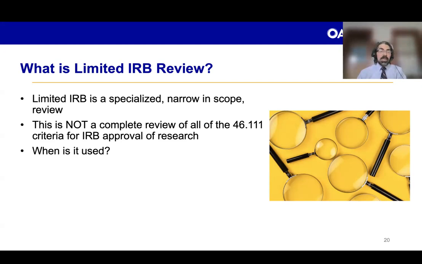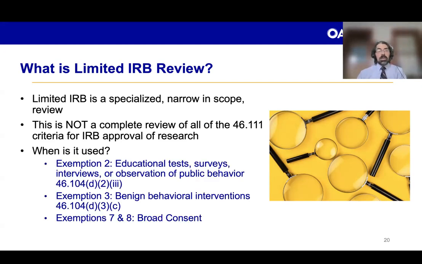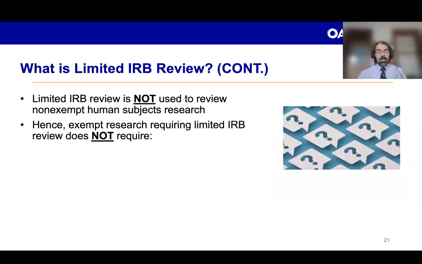So which exemption categories require limited IRB review? Limited IRB review is required in the last prong for exemption categories 2 and 3, and for broad consent exemptions of categories 7 and 8. And those are for secondary research. We're going to discuss these briefly. Remember, limited IRB review is for exempt research. So I just want to reiterate, the non-exempt requirements do not apply.